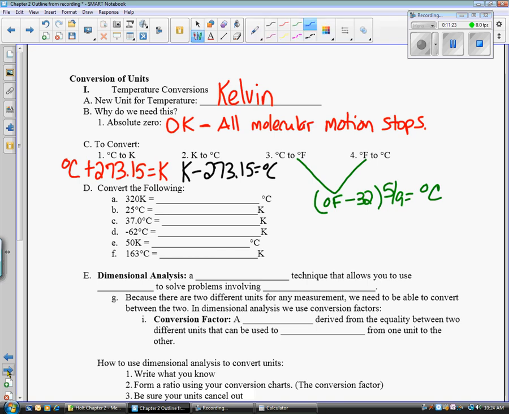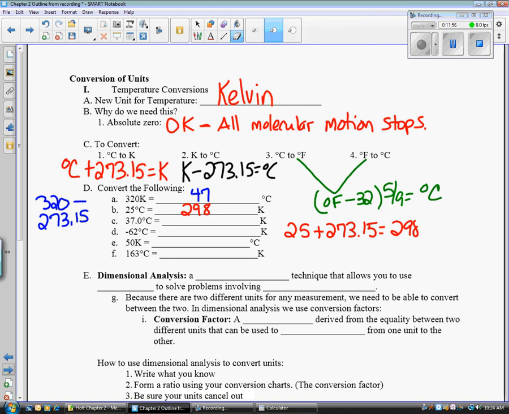So for A, if I have 320 Kelvin and I want Celsius, I'm going to take my 320 minus 273.15, and I'm going to get 47 degrees Celsius. Now, if I start with Celsius, I have 25 degrees Celsius. I'm going to add 273.15. You're going to get 298 Kelvin. And I'm only going as many decimal places as that first number that they gave me. That's why I'm stopping at just 298. I'm not putting the 0.15.